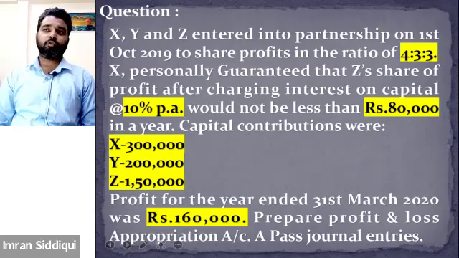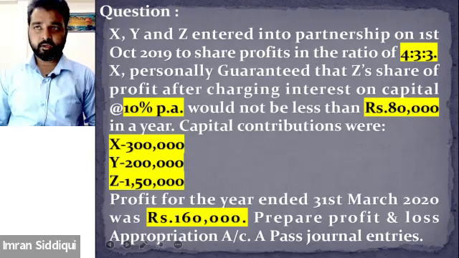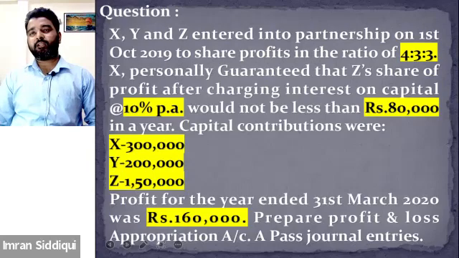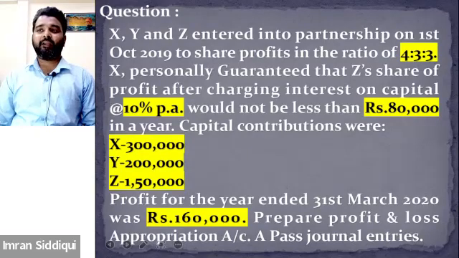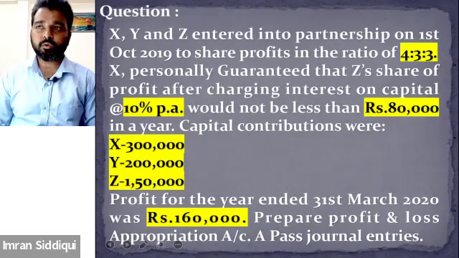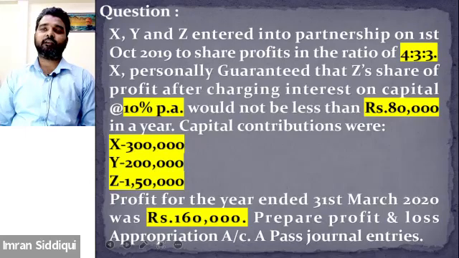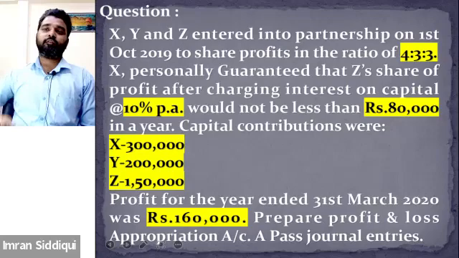The profit sharing ratio they have decided among themselves is 4:3:3. X personally guaranteed that Z's share of profit after charging interest on capital at 10% would not be less than 80,000. So basically, Z is given an assurance that he will make a profit of at least 80,000 in the partnership. Their capital contributions are 3 lakh, 2 lakh, and 1,50,000 respectively. The profit of the business is 1,60,000.